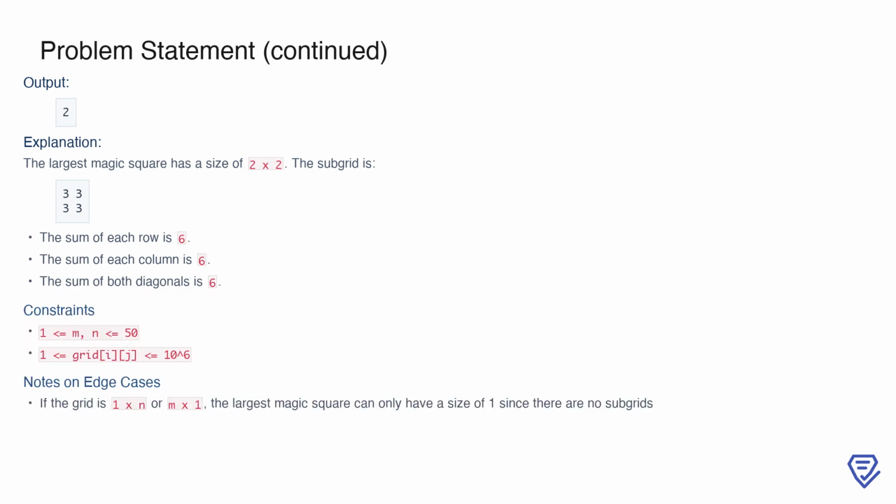Now, in the second example, the input grid is smaller, with dimensions 3 by 4. Here, the largest magic square has a size of 2 by 2. The subgrid that satisfies the magic square conditions contains the values 3 and 3 in the first row and 3 and 3 in the second row. In this subgrid, the sum of each row is 6, the sum of each column is also 6, and the sums of the diagonals are 6 as well. Since all criteria for a magic square are met, the output for this example is 2, representing the side length of the largest magic square.